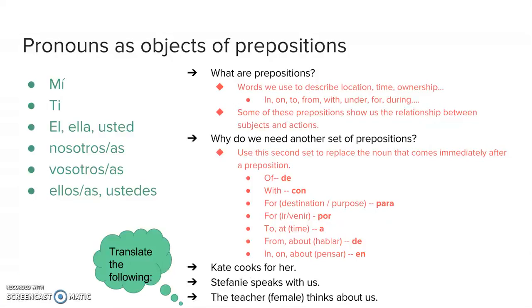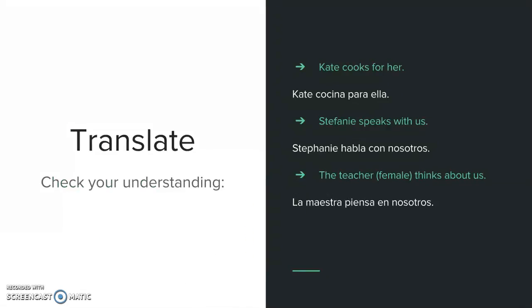Okay, and I'm guessing you completed your translation. Let's check the answers and see how well you did. Okay. Kate cooks for her. Ella cocina para ella. Or Kate cocina para ella. Stephanie speaks with us. Stephanie habla con nosotros. The teacher, I mentioned she's a female teacher, thinks about us. La maestra piensa en nosotros. So you have your subjects, your verbs that are conjugated to the subject, and then you have these prepositional words and the object pronouns.